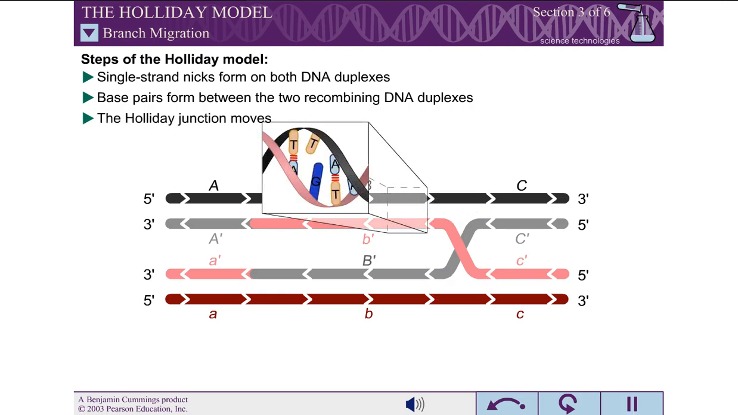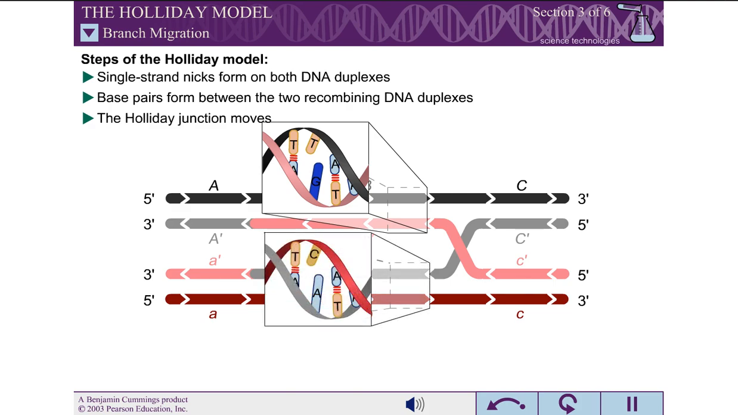Different alleles of the same gene carry small sequence differences. During branch migration through these regions of sequence difference, DNA duplexes are formed carrying one or a few sequence mismatches. These regions are called heteroduplex DNA.